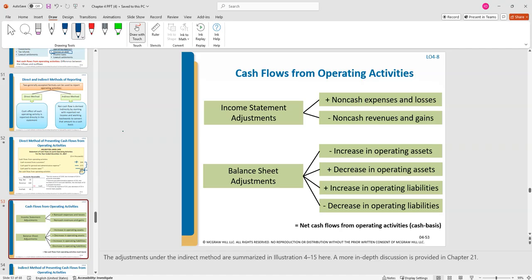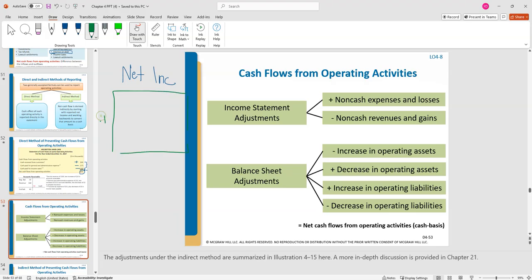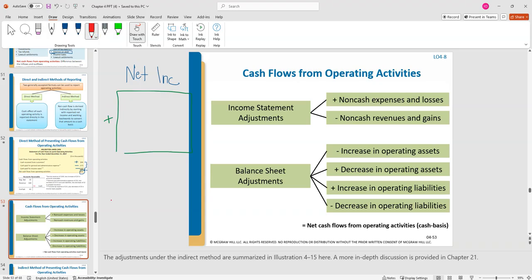The indirect method, and a lot of times this is required for large multinational corporations, essentially starts with net income, because we're looking at our operations. That's a good starting point, but the problem is that it is based on the accrual basis, so we can't really use that number by itself. We have to undo or get rid of those non-cash items. So we will have some things that we add to that amount, and some things that we subtract from that amount.